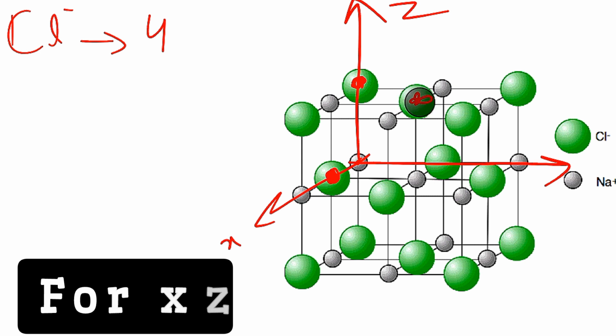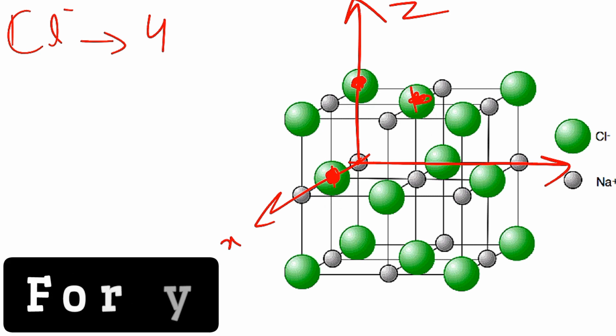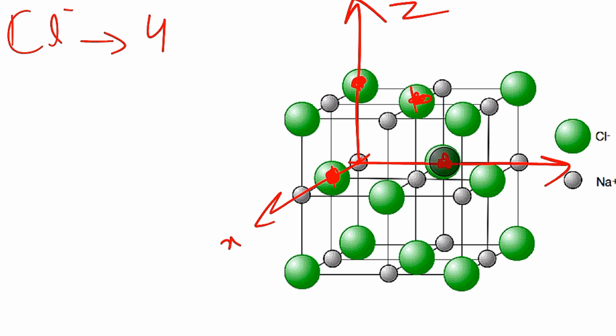For YZ, the center atom is here, the closest atom to this one. So this is first, second, and third. Let's see what should be the fourth one. This one, yes, this one is the closest one. Other than that, all of them are the furthest ones. So these 4 will be chosen as the atoms that would be representing the chloride FCC structure.